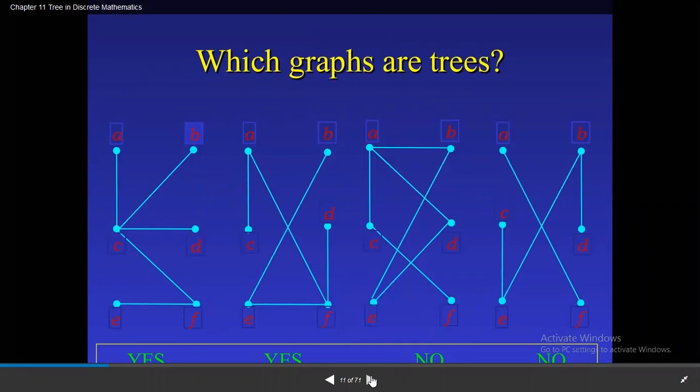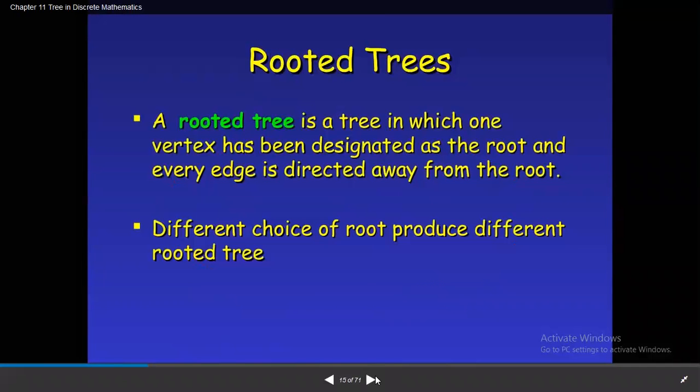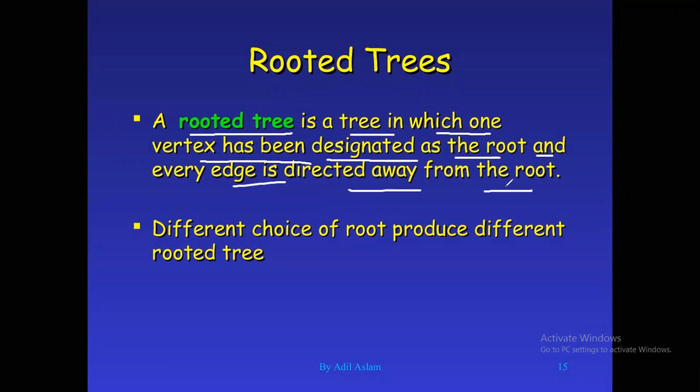Just now we discussed examples only. Next, we'll come to the rooted tree. So what does a rooted tree mean? First we'll come to the definition. A rooted tree is a tree in which one of the vertices has been designated as a root and every edge is directed away from the root.